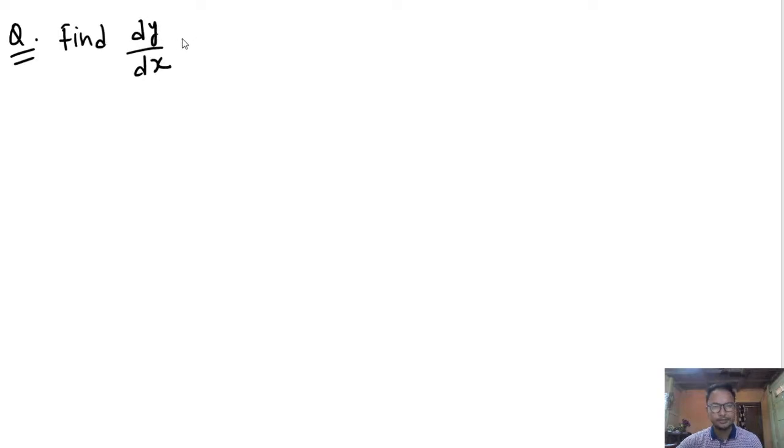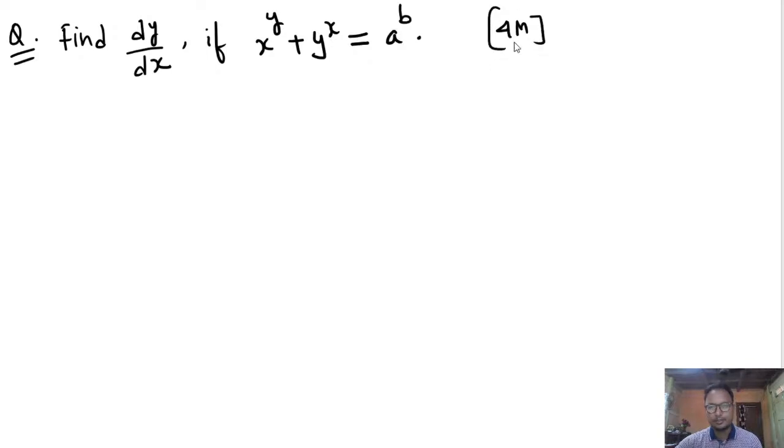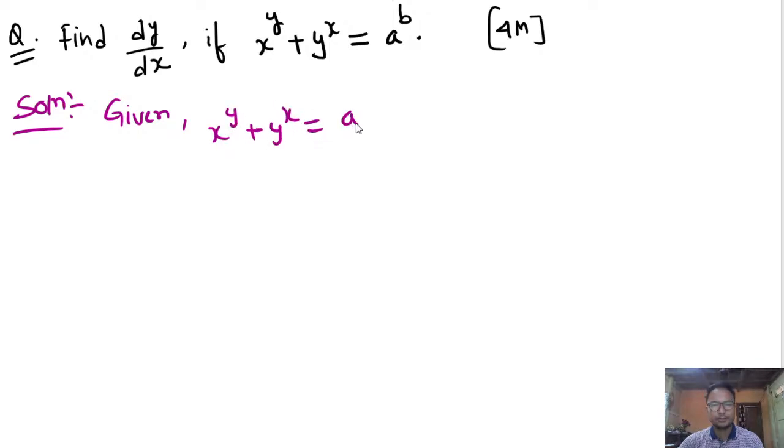Find dy by dx if x to the power y plus y to the power x equals a to the power b, right? This type of question we have already done in the past, and I hope you can do it. So what is given here? Given here is x to the power y plus y to the power x equals a to the power b.